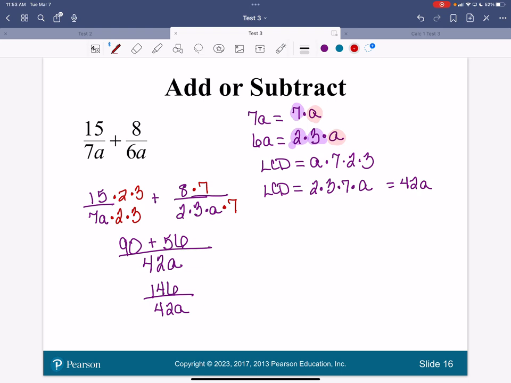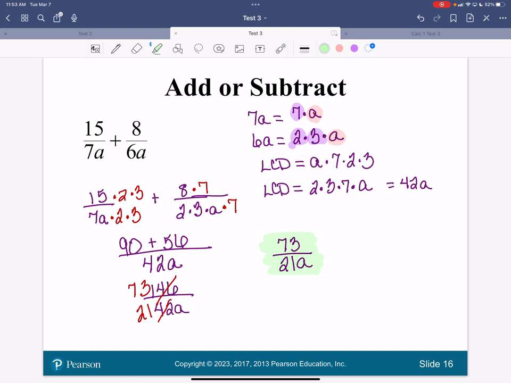It can. What goes into both of these? 2. So 42 becomes 21, 146, is that 73? Somebody check me. 146? Good, okay. So then my final answer here is 73 over 21. And we have to do that for every single problem. You've got to break it down that way. Okay?